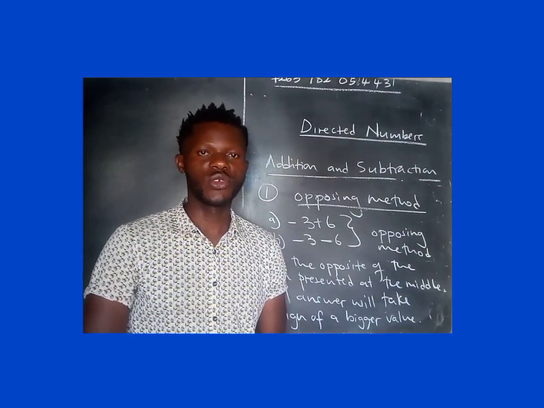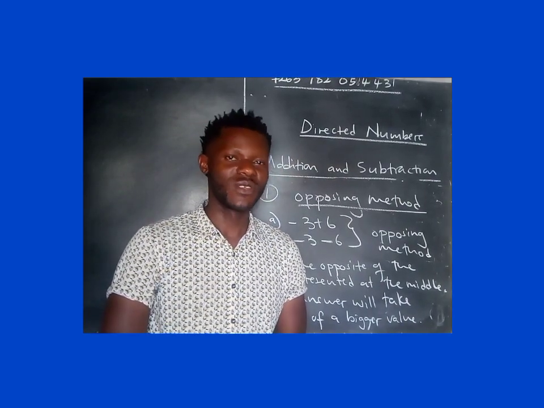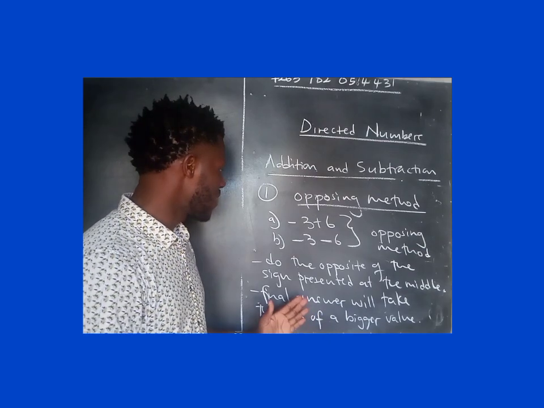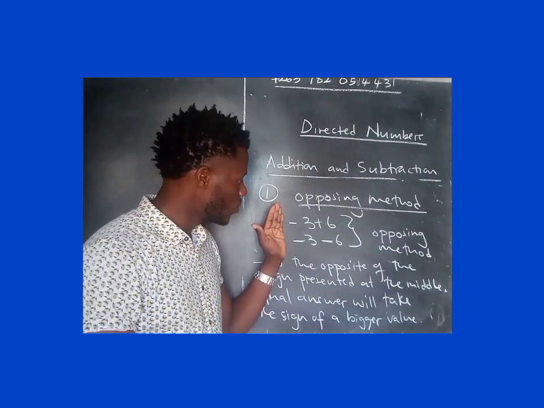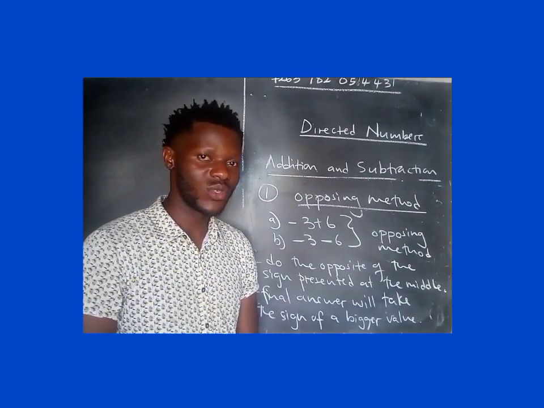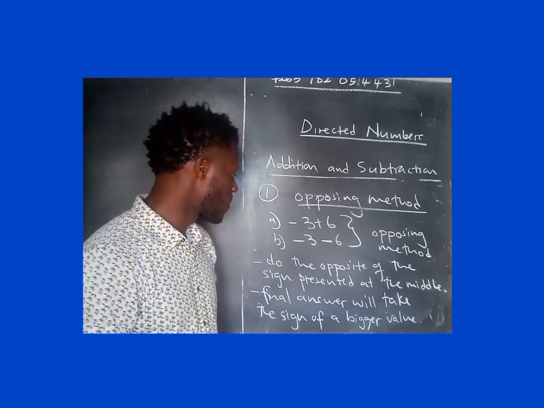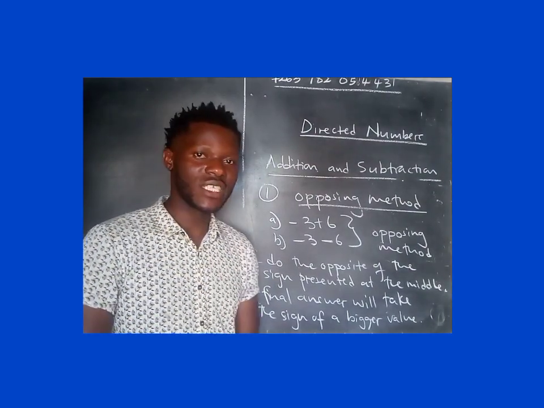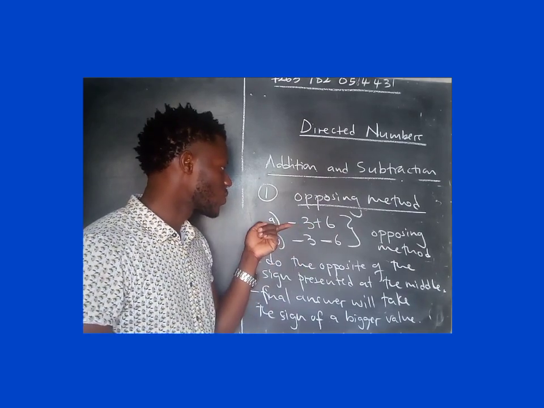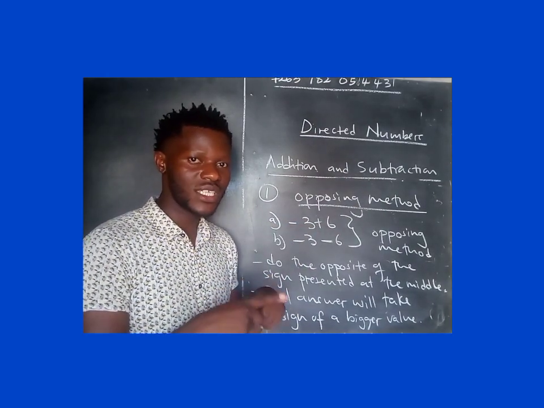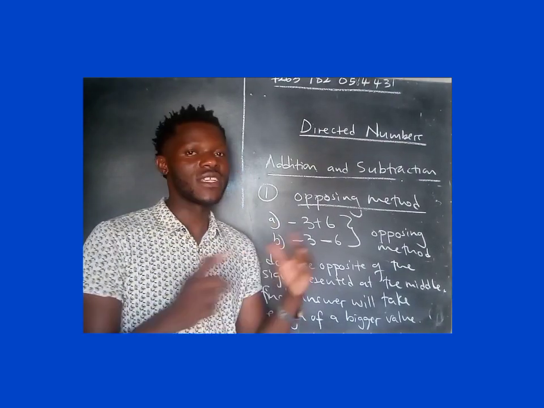This is tutorial number 1, directed numbers addition and subtraction, and we would like to call it the opposing method. Whenever you face a situation whereby numbers are starting with a negative, you do the opposite of the sign presented at the middle. If it's addition, you subtract. If it's subtraction, you add. Then after that, the final answer will take the sign of a bigger number. So usually in this example number A, that's where it is necessary to decide which sign will be given to the final answer. But in situation number B, the answer is always a negative.